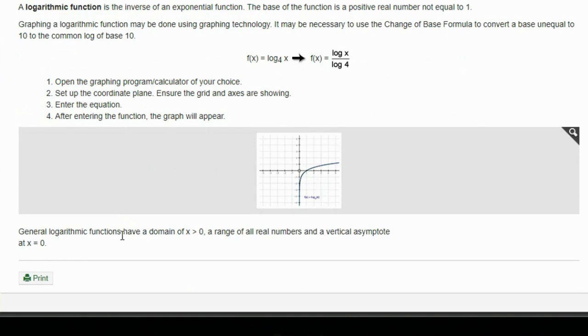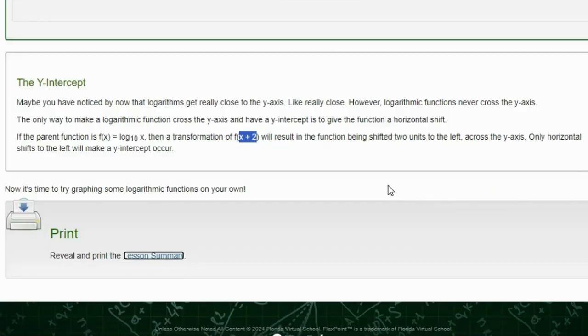General log functions have a domain of x is greater than 0 and a range of all real numbers and a vertical asymptote x equals 0. The only time that's not true is when you have transformations. When you move it up or down, left or right, that will change what's going on here. Okay, let's go to page 3.